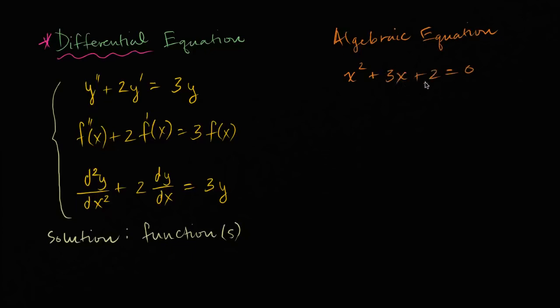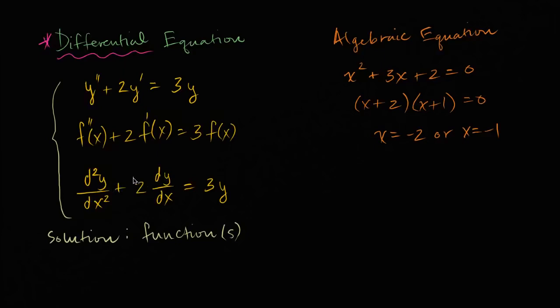The solutions to this algebraic equation are going to be numbers or a set of numbers. We can solve this as x plus 2 times x plus 1 is equal to 0. So x could be equal to negative 2 or x could be equal to negative 1. The solutions here are numbers, or a set of values that satisfy the equation. Here, it's a relationship between a function and its derivatives. And so the solution is going to be a function or a set of functions.